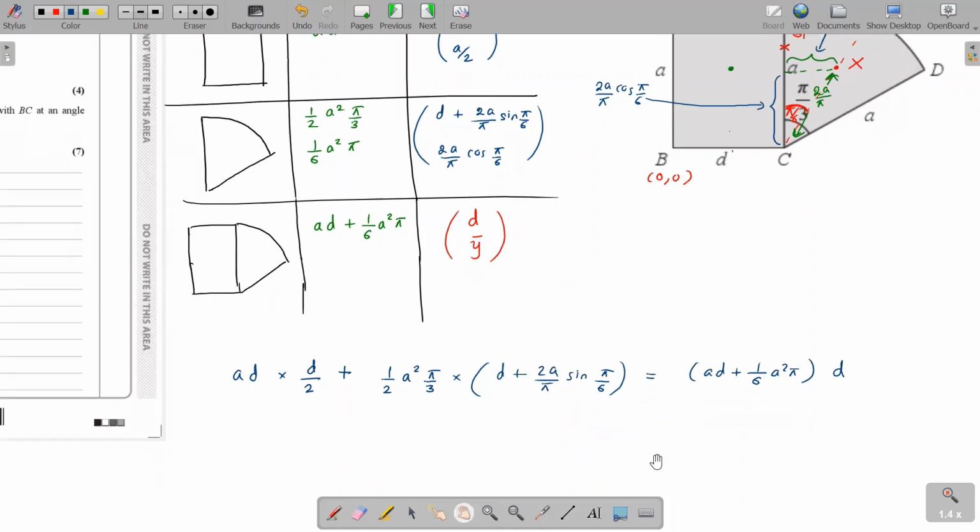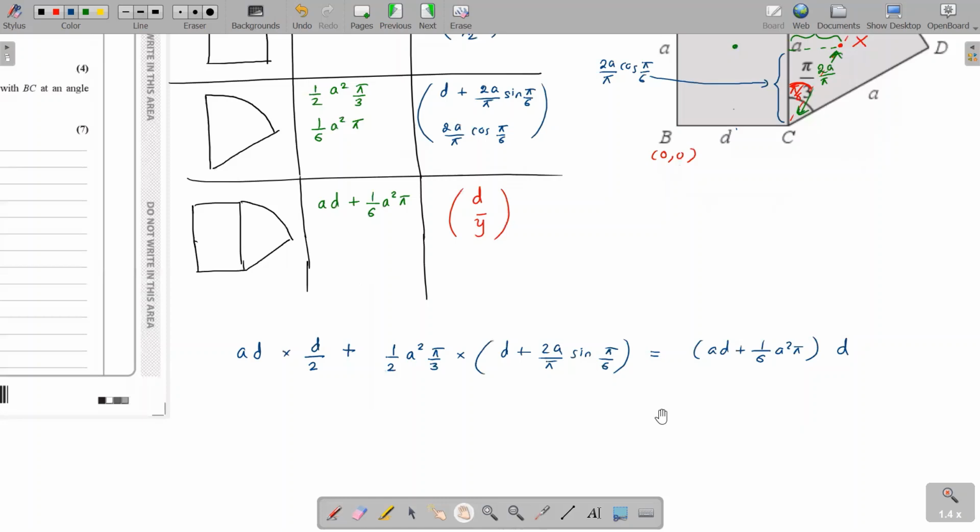This is clear. So then we'll try to simplify here and see if there's something common to each and every term that we could remove. I think we can remove a letter A here, right? Each and every term, there are 1, 2, 3 terms here, each has a letter A. So I'll remove it. Let me simplify a little bit further so that you can see it clearly. So I get here A D into D is AD square over 2. Half A square pi over 3 gives me 1 over 6 A square pi. D plus 2A over pi. How much is sine pi over 6? Sine pi over 6 is half, right?